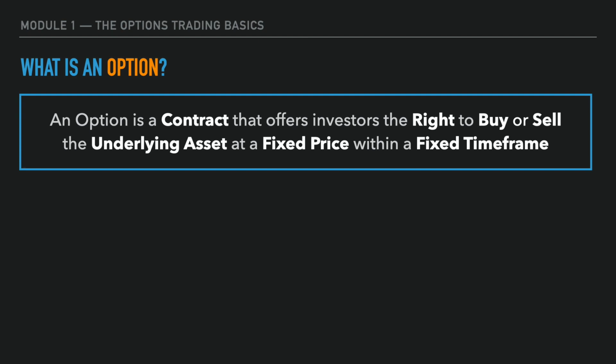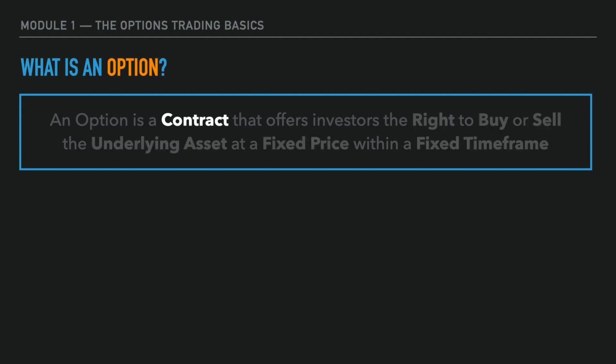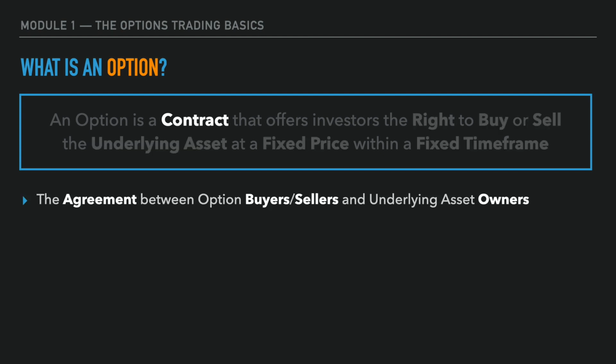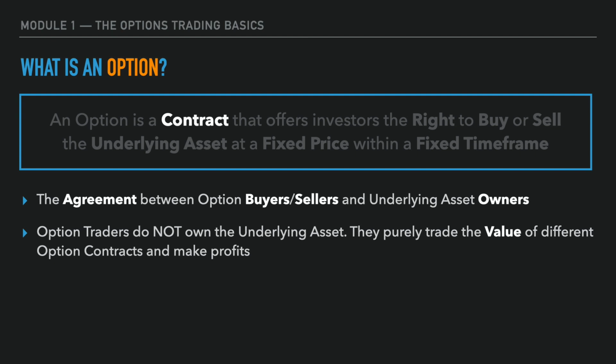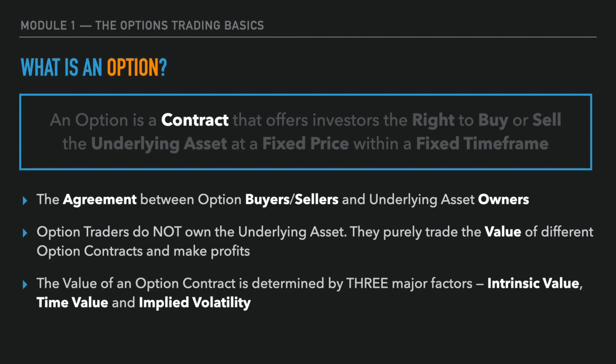To understand this definition, we need to understand a couple of keywords. First is the contract. An option is basically a contract or an agreement between option buyers or sellers and the underlying asset owners. Option traders do not own the underlying asset. They purely trade the value of different option contracts and make profits. The value of an option contract is determined by 3 major factors: underlying asset price, or the intrinsic value, the time value, and the implied volatility. We will get into all these 3 factors in much more detail in module 1.3.